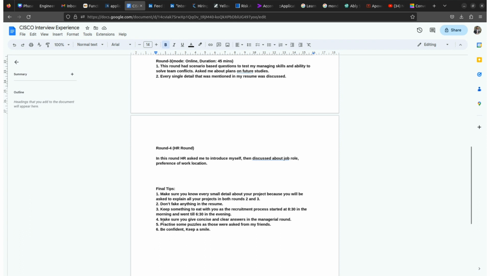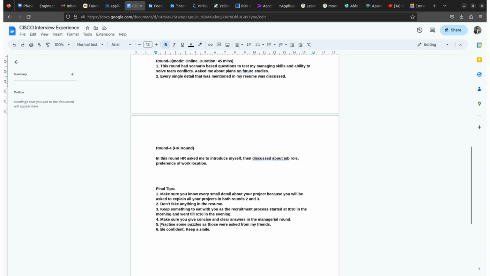The fourth point is make sure to give conscious and clear answers in the managerial round, because in the managerial round they basically want to know about your managing skills and your ability to solve team conflicts. They'll ask about your plans, like how you can manage a particular situation related to clients, a project, or anything.